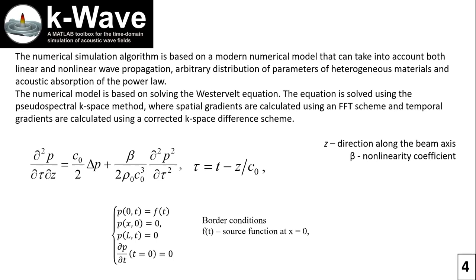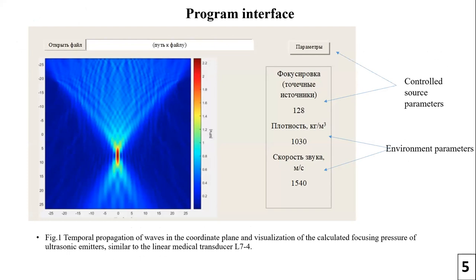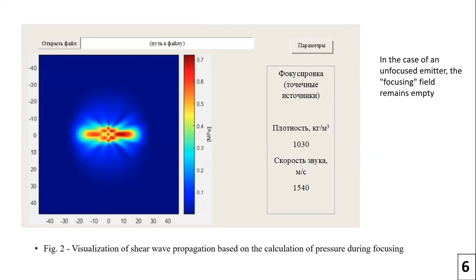Program interface based on MATLAB GUI. Initial conditions are set here, such as density of the medium, the speed of sound in it, and number of emitters. The picture also shows the first stage of modeling, focusing the reference pulse. The second stage of modeling is visible here, shear wave propagation. It works as a separate process based on the results of the first stage. In case of an unfocused emitter, the focusing field remains empty, as you can see.